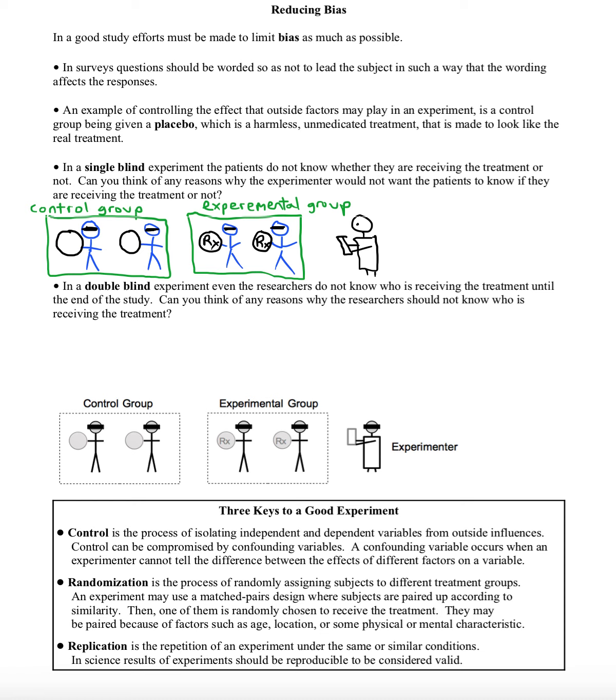Randomization is the process of randomly assigning subjects to different treatment groups. An experiment may use a matched pairs design, where subjects are paired up according to similarity, and then one of them would be chosen to receive the treatment, and then the other wouldn't. People can be paired because of factors such as age, location, or some other physical or mental characteristic. Some of the best studies involve identical twins, where the people are so similar genetically that we can reduce the possibility of many confounding variables.